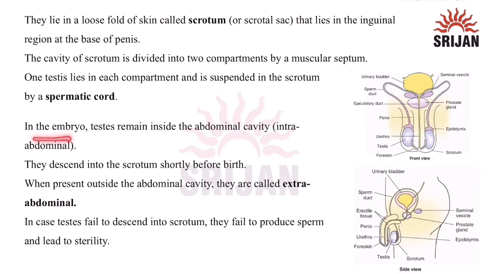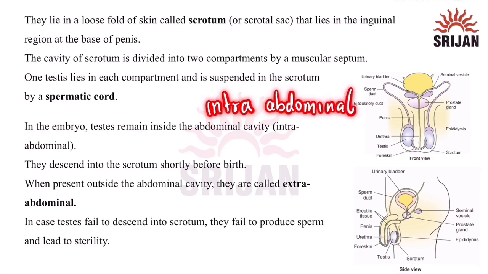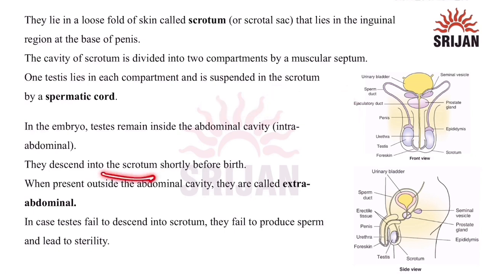Now, in the embryo, the testis remains inside the abdominal cavity, so we call it intra-abdominal. But they descend into the scrotum shortly before birth. Extra knowledge: if they do not descend, then we do surgery so that they can descend. When present outside the abdominal cavity, they are called extra-abdominal, as the name suggests.